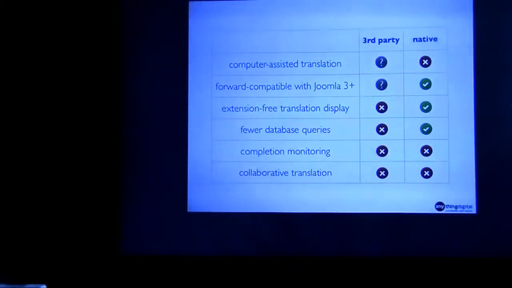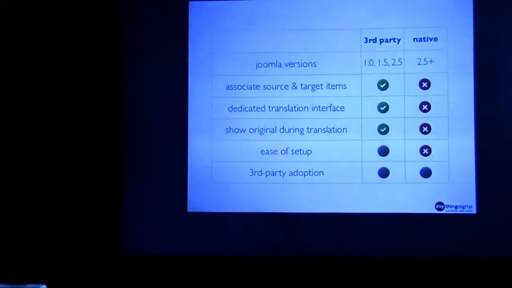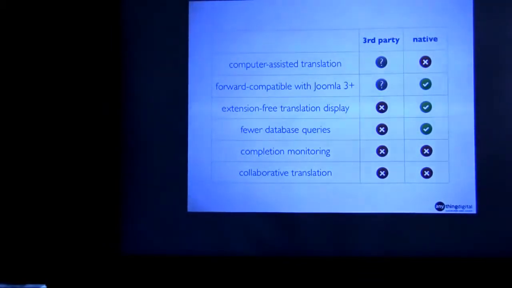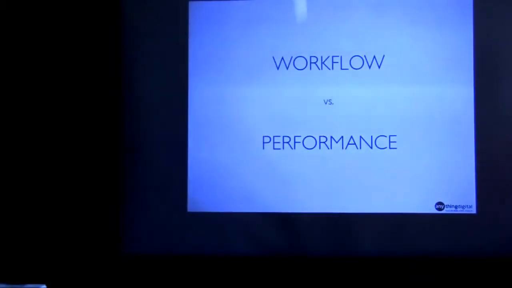So our idea was basically to take the good points that we see on both these slides here: associating the target items and the source languages, dedicated translation interface, showing the original content, computer-assisted translation, forward compatibility, and fewer database queries. I didn't mention that. The native system uses fewer database queries to display your translation, so you get a performance improvement. So we wanted to make a tool that had all those features, the best of both worlds, I guess you'd say, for Joomla 2.5 and beyond.